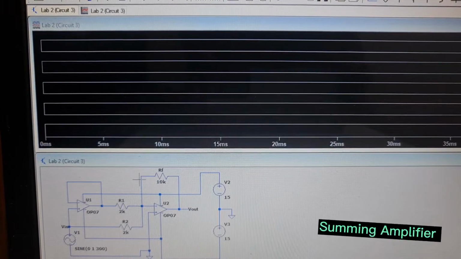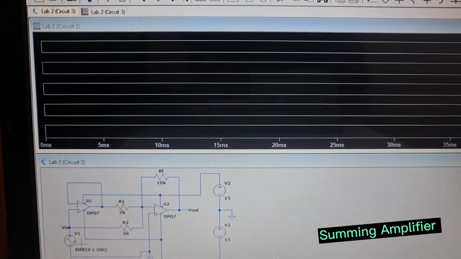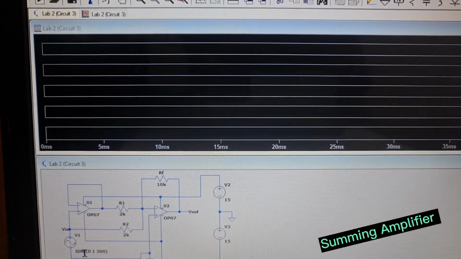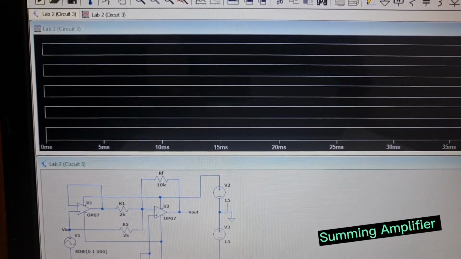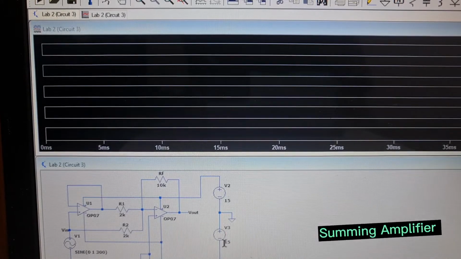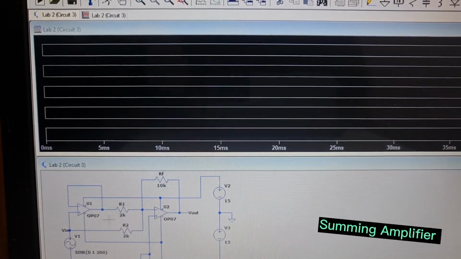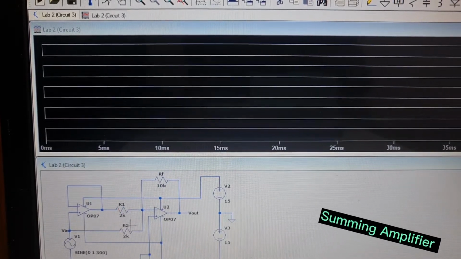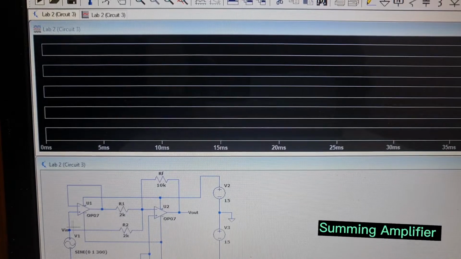Now we will be looking at the summing amplifier circuit. This circuit has three power sources as well. The first one is sine based, V1 here, which has the value of 0, 1, 300, V2 15 volt, V3 15 volt, and there are two amplifiers, U2 here and U1 here. There is an R1 resistor which has the value of 2 kilo ohms, R2 with 2 kilo ohms, and RF with 10 kilo ohms. The Vout is here and the Vin is here.